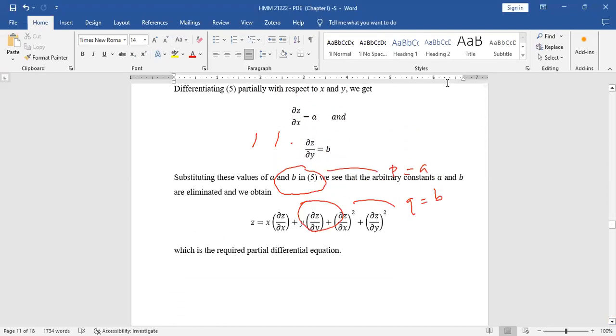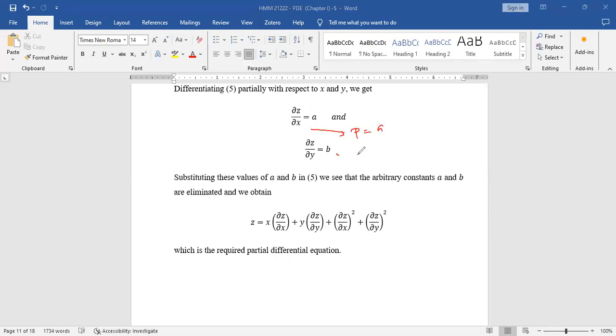So now substituting these values of a and b in our main solution, we have found the values: p is equal to a, q is equal to b, or you can use either one, both are okay. Substituting these values of a and b in our equation number 1, we see that the arbitrary constants a and b are eliminated and we obtain our equation, z is equal to px plus qy plus p square q square. So just substitute.